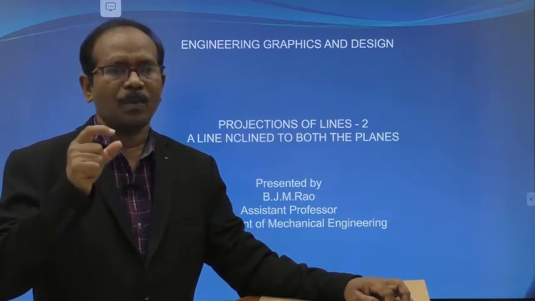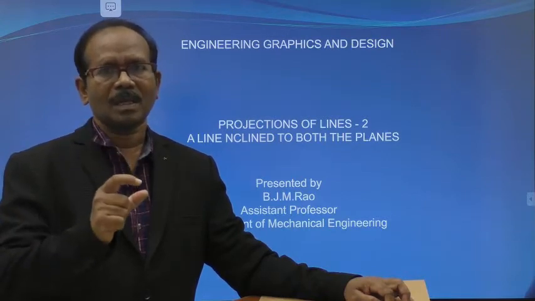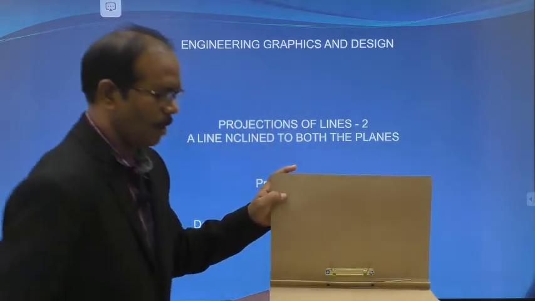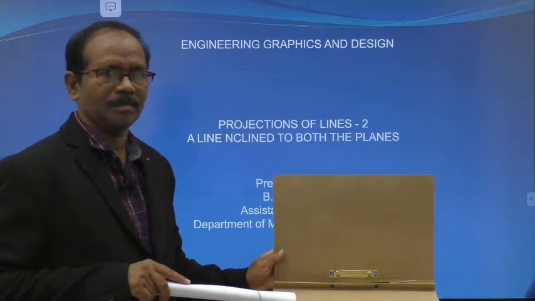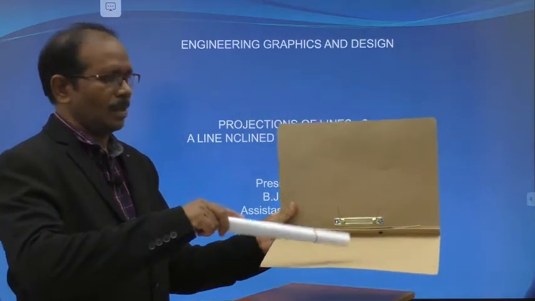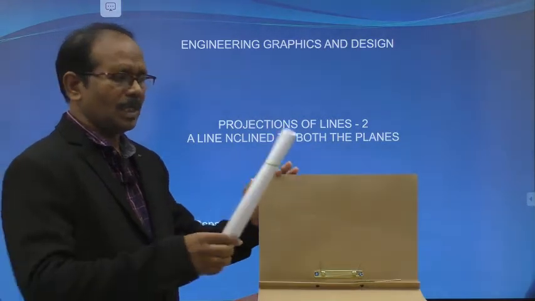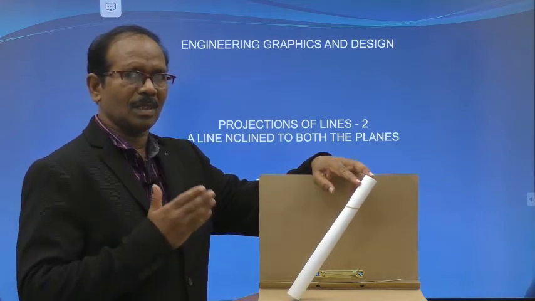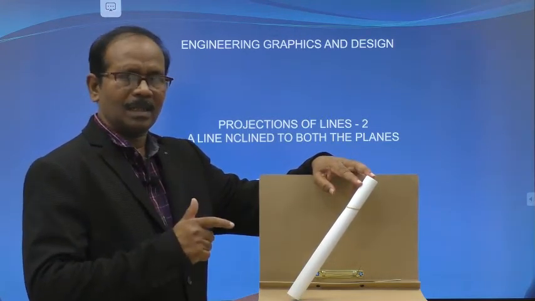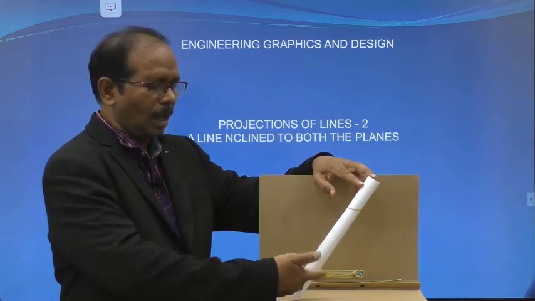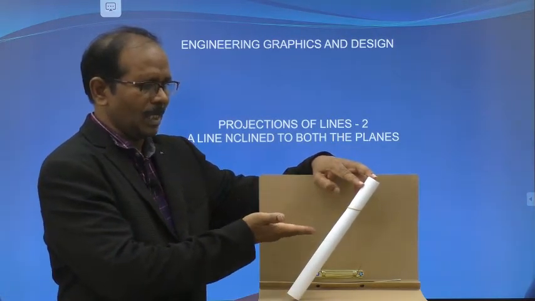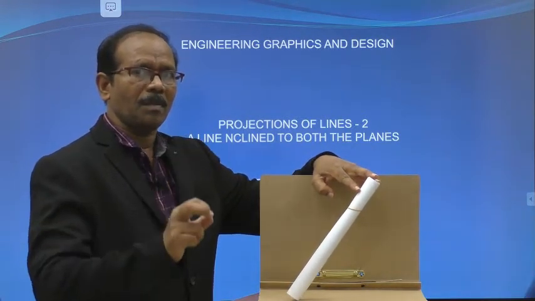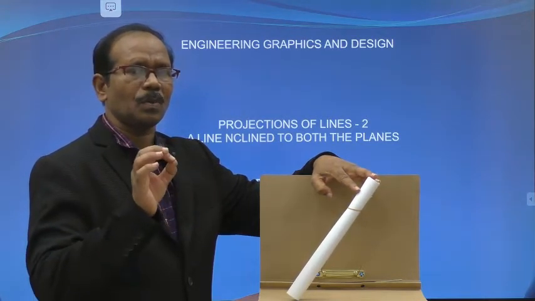Let me recap one concept from the previous class, that is a line inclined to one plane. Let us observe. This is the first quadrant, with the horizontal plane and the vertical plane. Say this is the line. You know the orientation of this line: inclined to the horizontal plane, parallel to the vertical plane, at the same distance. This type of problem is known as a line inclined to one plane.